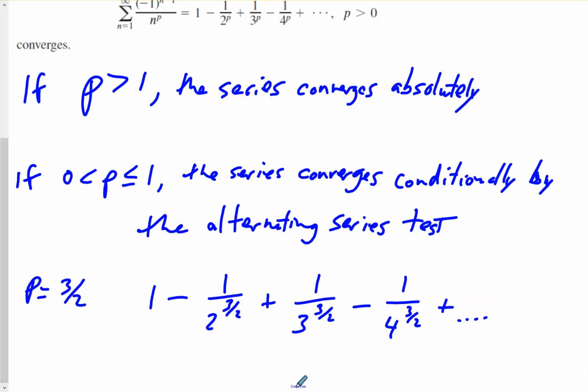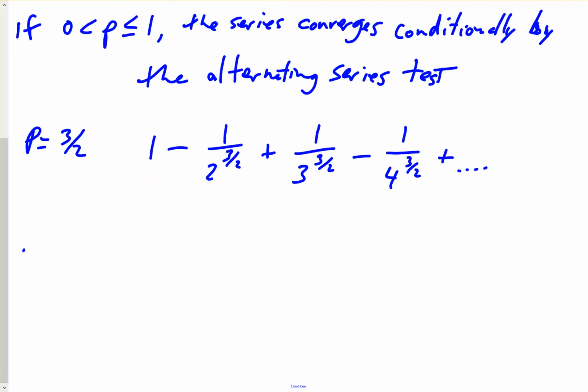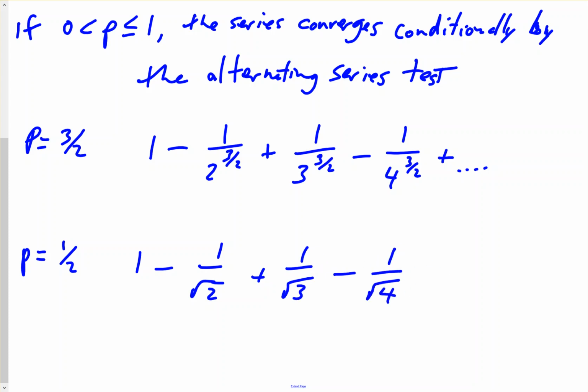If we said that, let's say between 0 and 1, we said p is equal to 1/2, then we would have 1 minus 1 over square root of 2 plus 1 over square root of 3 minus 1 over square root of 4 plus, and we say that this would be a conditional convergence. Okay.